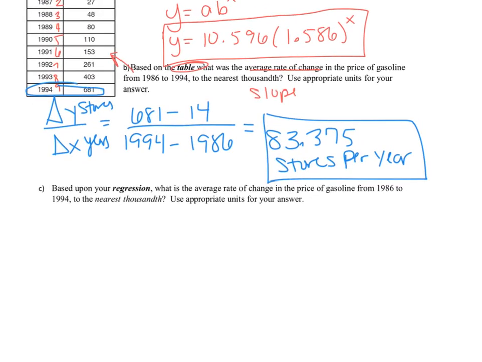Now they say based upon your regression. That means we're looking at the equation. What is the average rate of change?